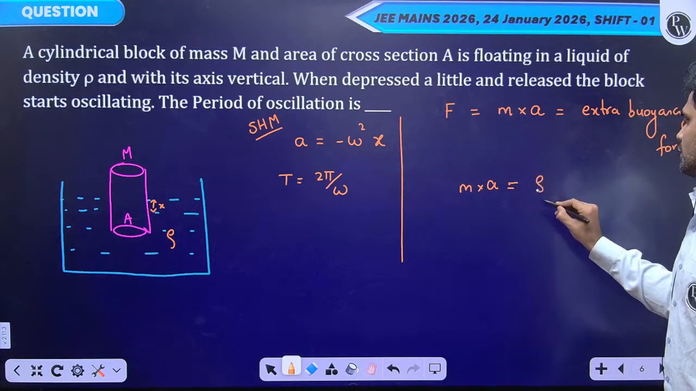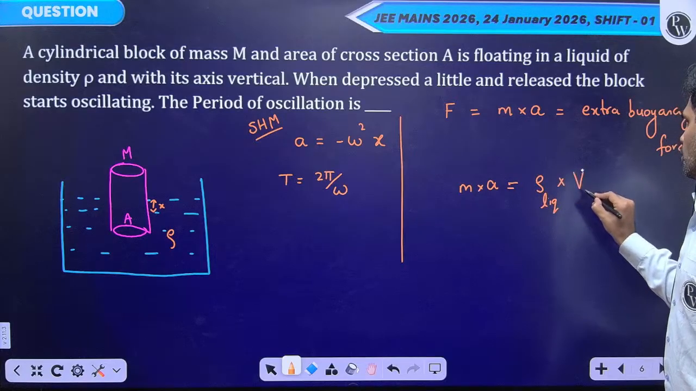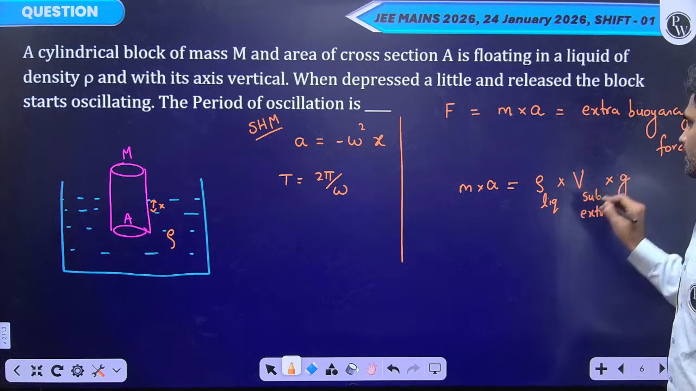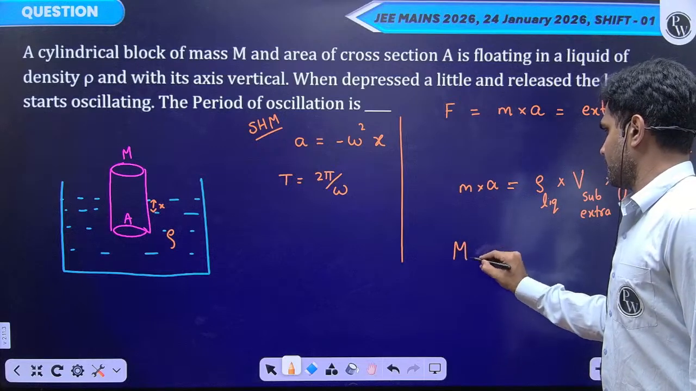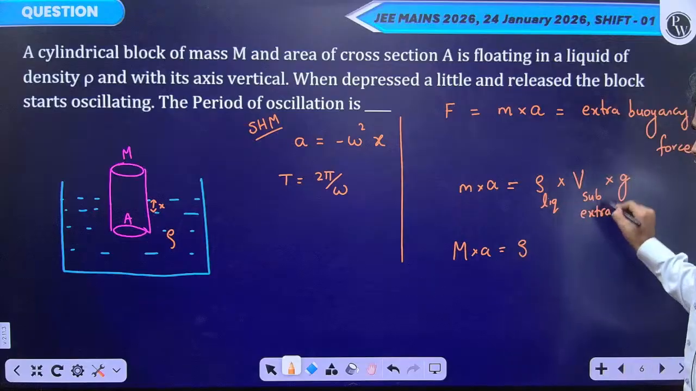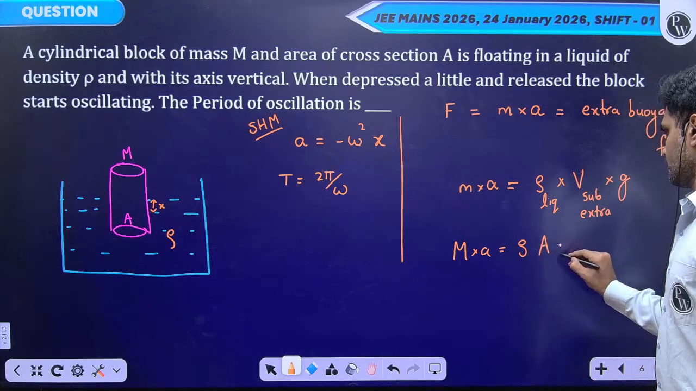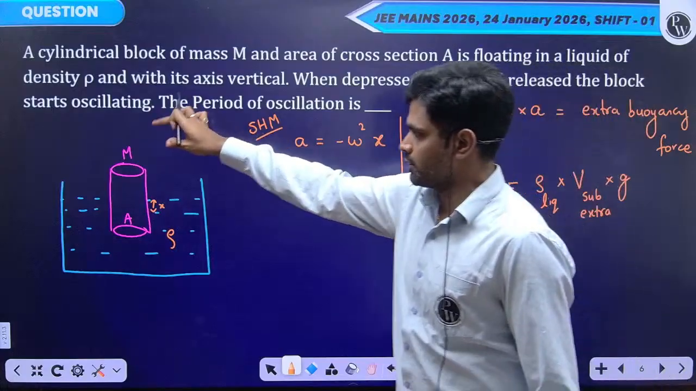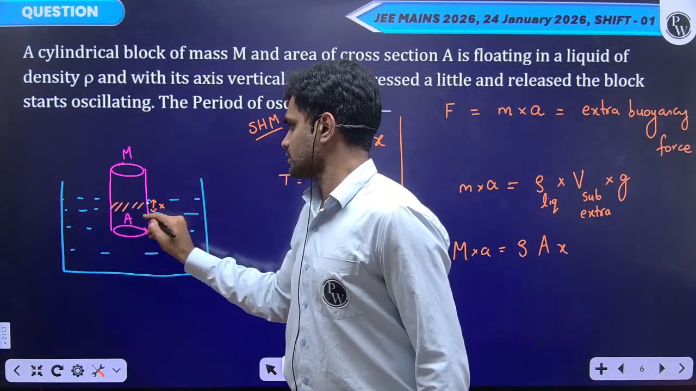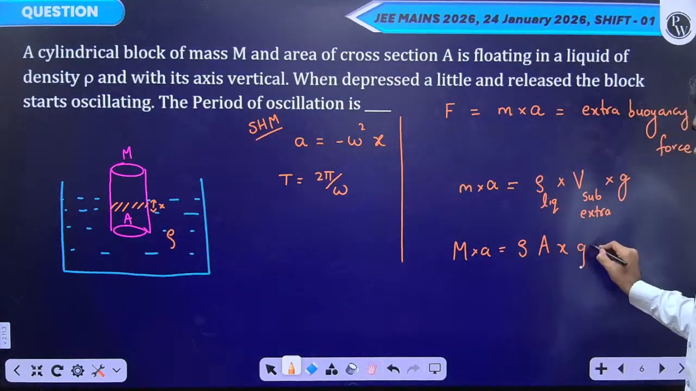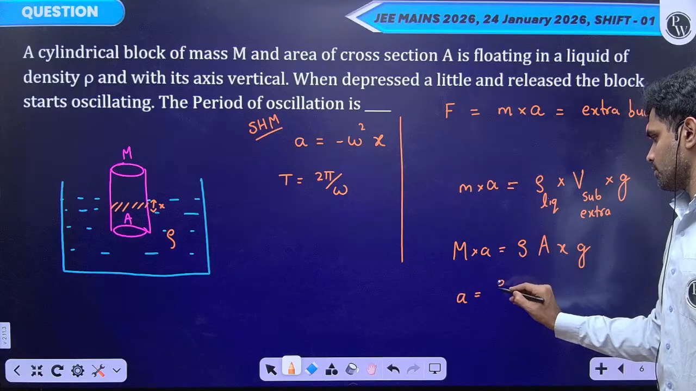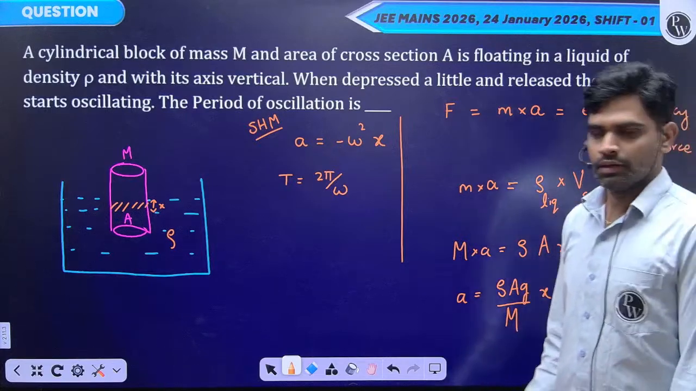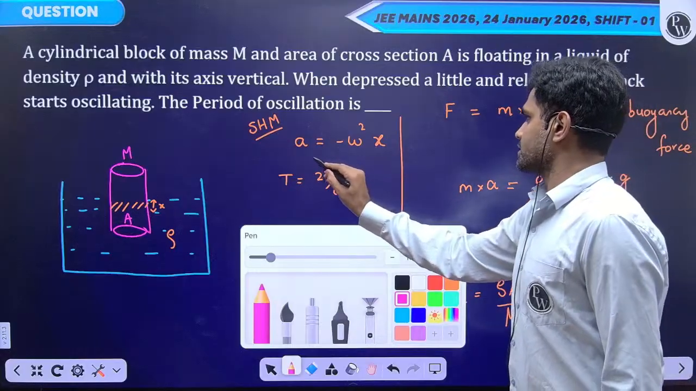What is the extra buoyancy force? Density of liquid into extra volume submerged into g, right? M into a is density of liquid, into the extra volume submerged, which is cross sectional area into x. Once you push that block downwards, the extra volume that submerges is A into x, into g, right? So what are we getting? a equal to rho A g by M into x, right? You can clearly compare it with the SHM equation where acceleration is omega square x.